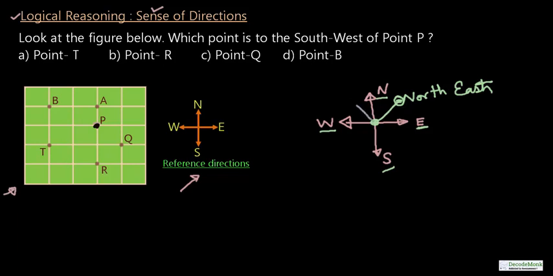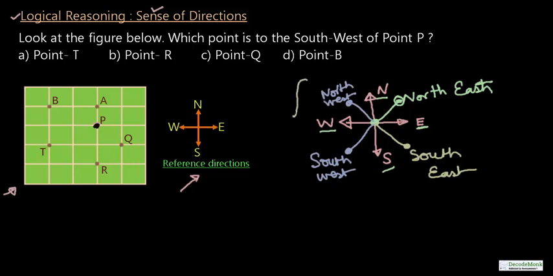Similarly, this direction is northwest, as this point is between north and west. Similarly, this point is southwest, and this portion which exists between east and south is southeast. So this should be properly known to you to solve such type of questions. I don't think this is very hard to remember.